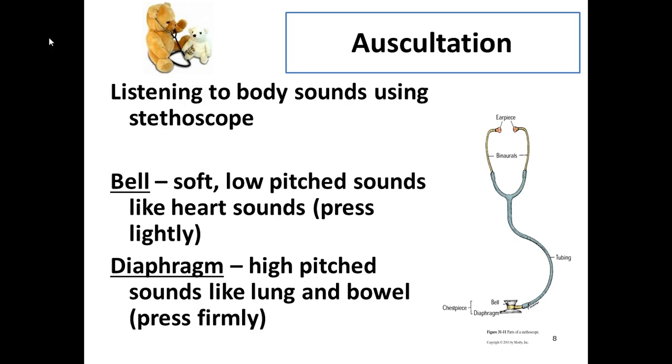Very rarely does a nurse generalist use the bell. We most often use the diaphragm, which is the large part at the bottom. It's used for high-pitched sounds like lung and bowel. You have to press firmly in order to hear anything.